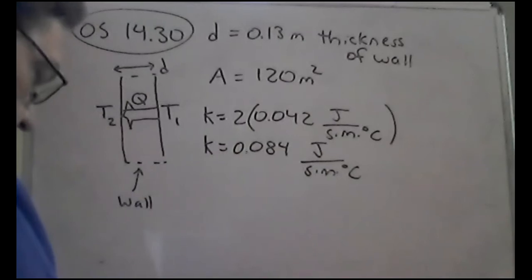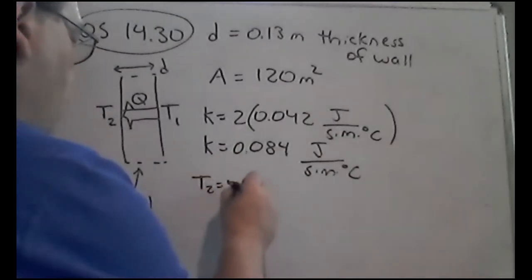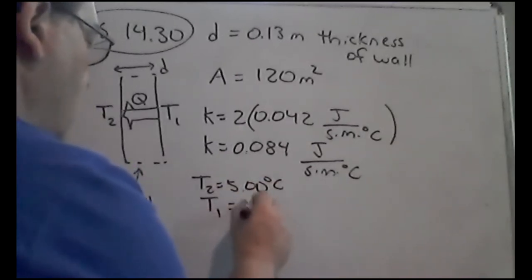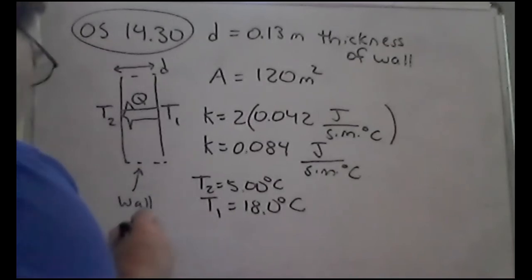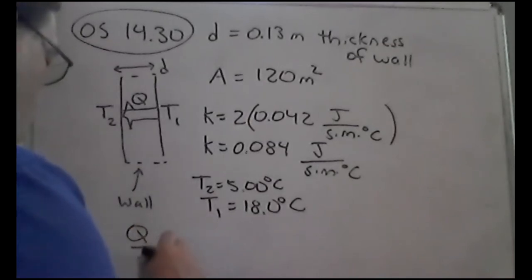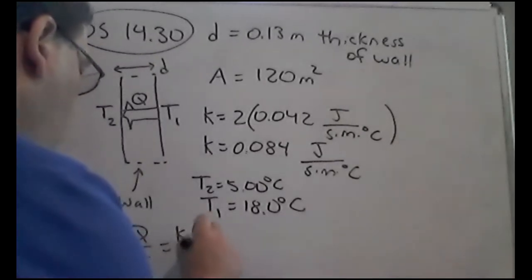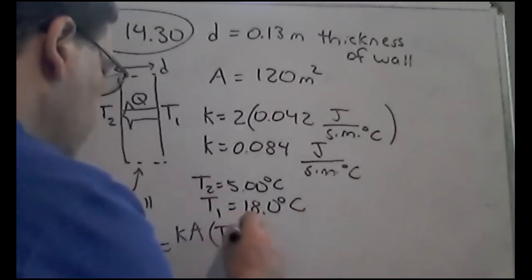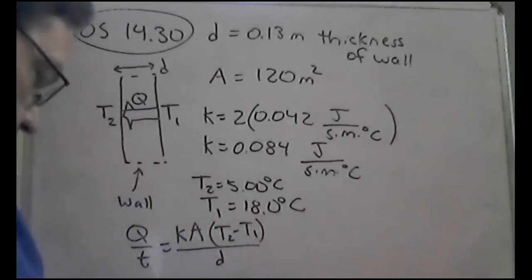What else do we need to know in the equation? Well, we need to know the temperatures. So T2 is 5.00 degrees Celsius. T1 is 18.0 degrees Celsius. These are all the temperatures, everything we need to know. What is the formula? Fourier's law is Q over t is equal to KA (T2 minus T1) divided by d, all right?